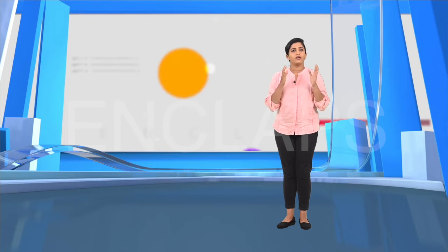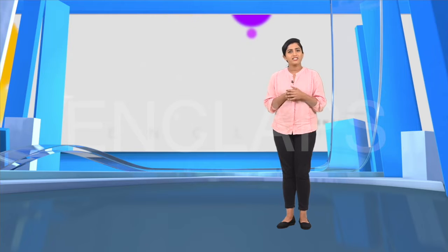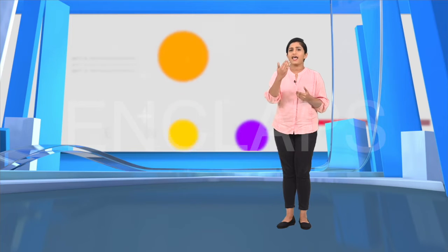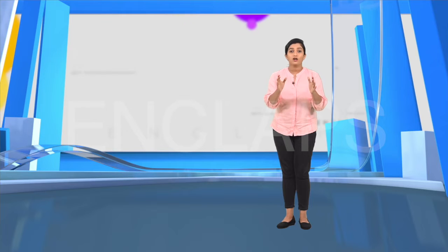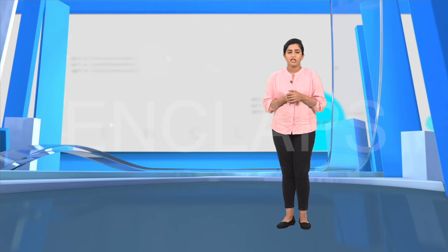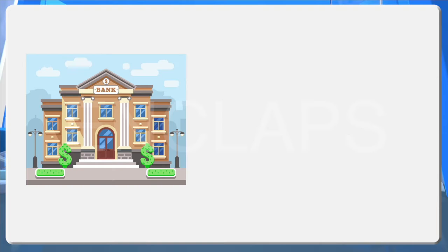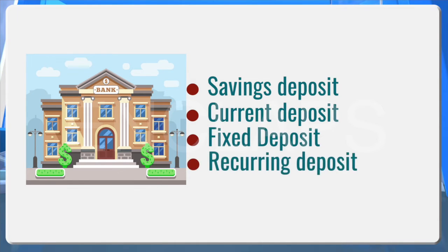Let us now look at the functions of commercial banks. The main functions of commercial banks are to accept deposits and to provide loans. Commercial banks accept deposits from the public, then pay interest on the deposits. Four types of deposits are accepted by commercial banks. They are savings deposit, current deposit, fixed deposits, and recurring deposit.